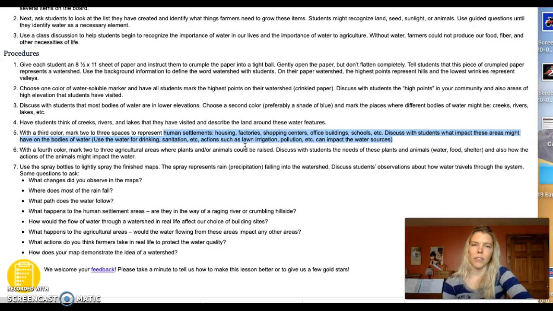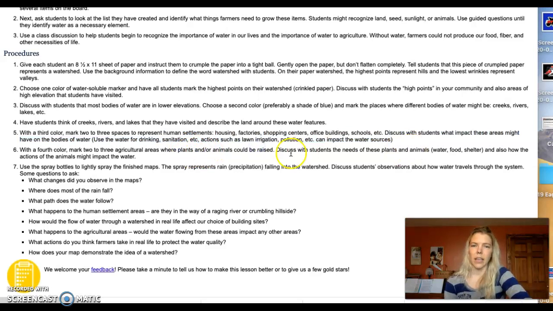Maybe fertilizing the yard, or dumping out gas or oil, runoff, how things are impacting our water sources. This fourth color is going to be where plants or animals could be raised.